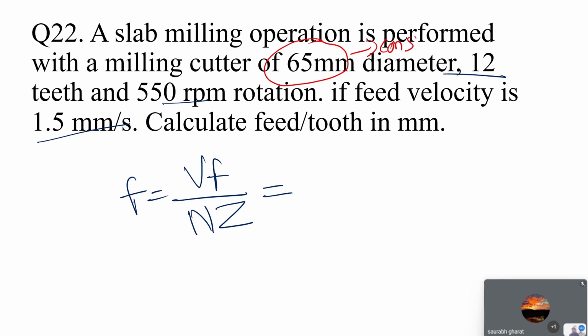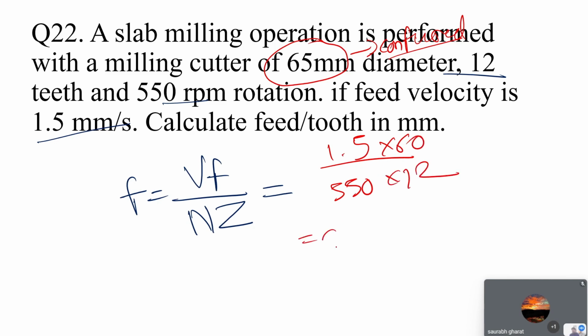Just to confuse the reader, that is what they have put. There is no meaning. So we have UF, it is 1.5. We have 550 RPM, but because the feed is in millimeter per second and RPM means something different, what we need to do is multiply by 60 over here, and your number of teeth is 12.